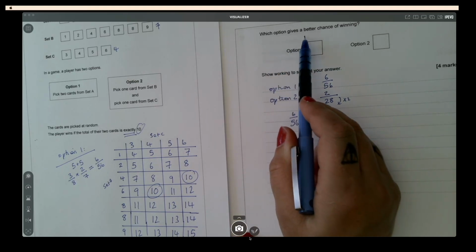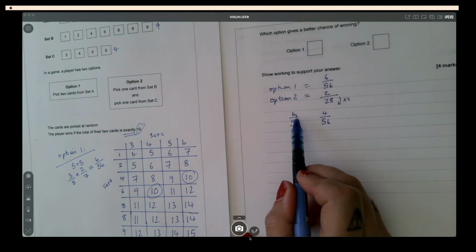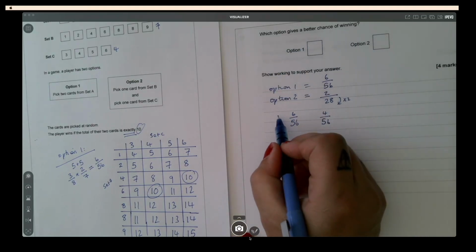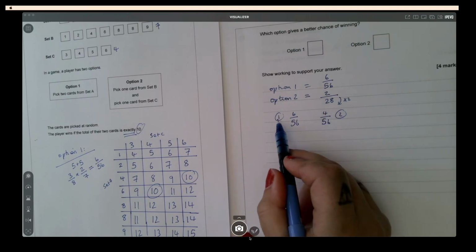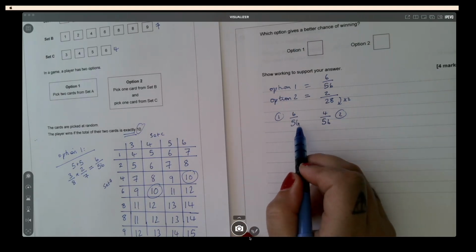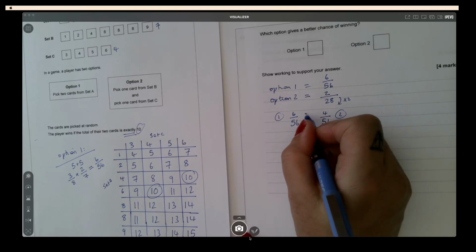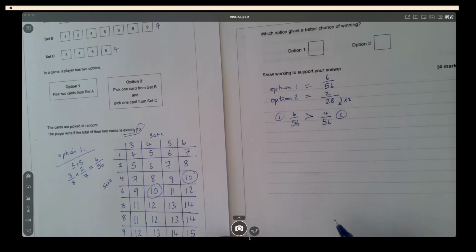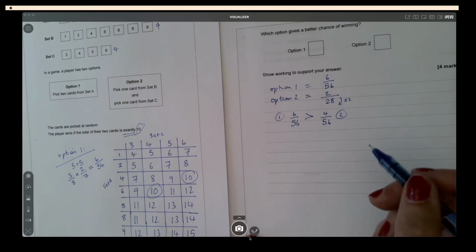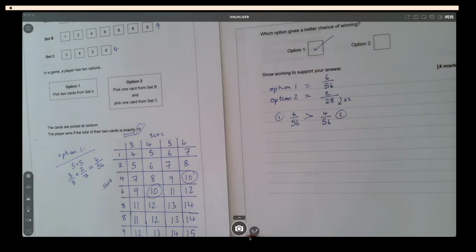Okay, so which option gives a better chance of winning? Well, this is option 1 here, and this is option 2. Option 1, the denominator is the same, but the numerator is bigger. So option 1 is a greater probability than option 2. So we select option 1 out of the 2 boxes.